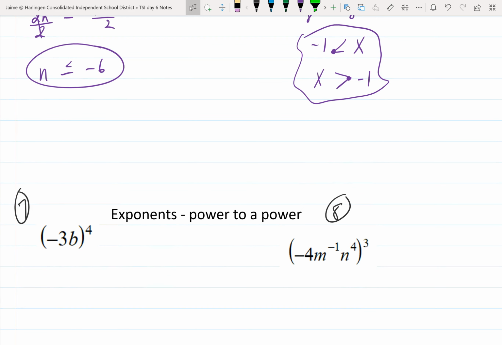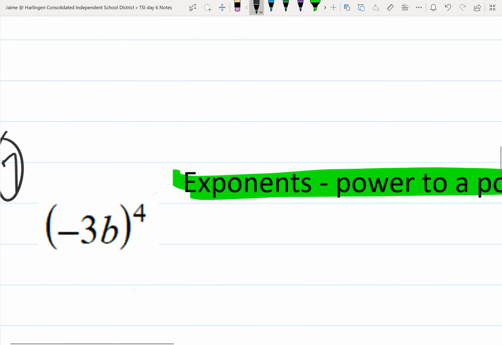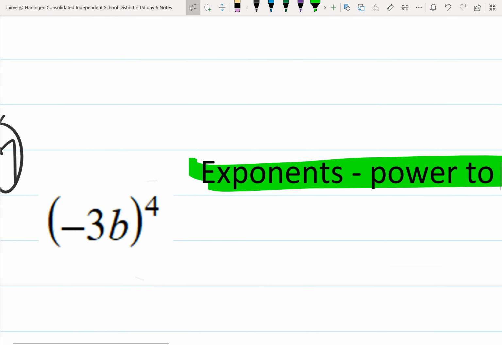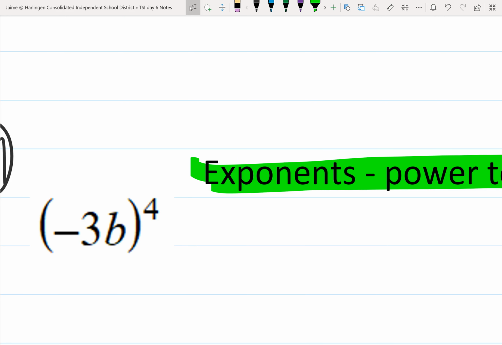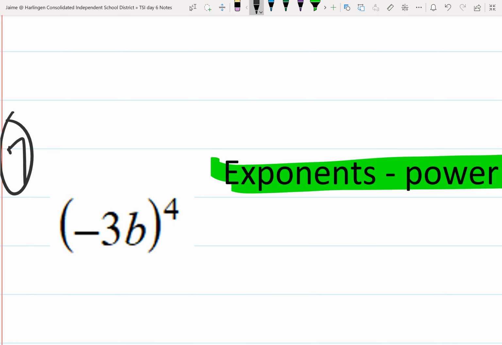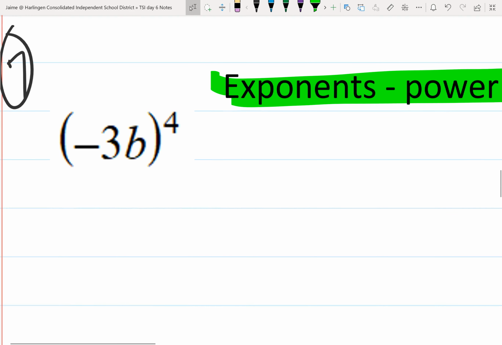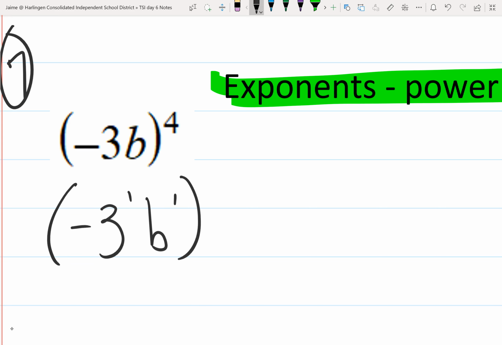All right, exponents. A power to a power. This is new. So when you have a power to a power, what do you mean a power to a power? So this is number 7. We have negative 3b to the 4th power. I'm going to rewrite it to show you that it's a power to a power. We have negative 3 to the 1 power and b to the 1 power. All that is being raised to the 4th power. So we have a power to a power.